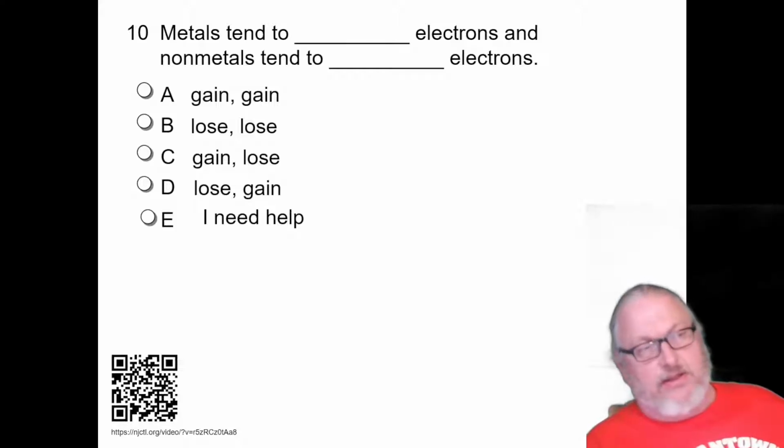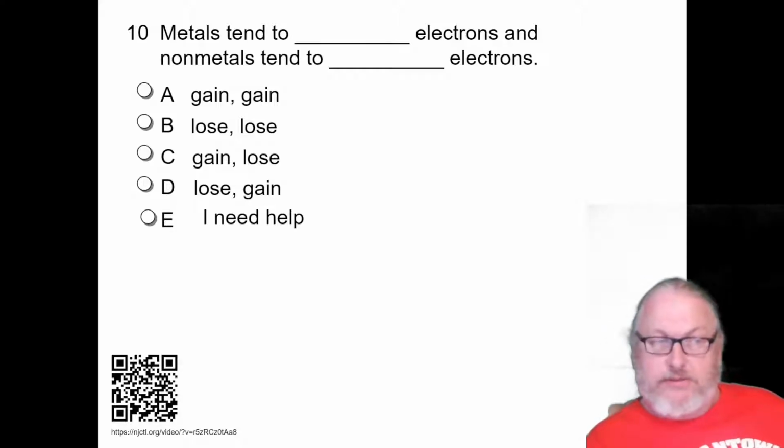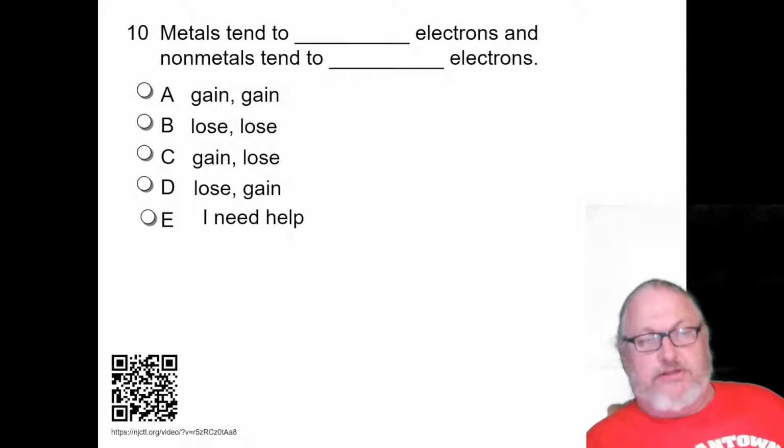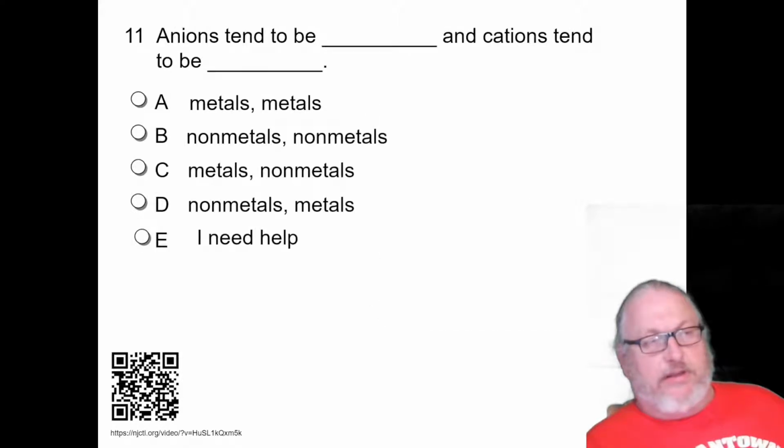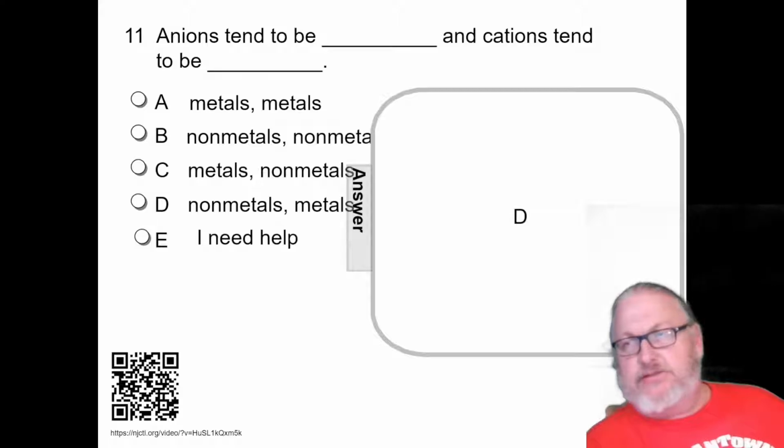Let's do a check. Metals tend to lose or gain, and nonmetals tend to lose or gain electrons? Take a moment. And metals tend to lose electrons, and nonmetals tend to gain electrons. Anions tend to be what? And cations tend to be what? Take a moment. Come back in a second. Pause it. And now, anions tend to be, of course, nonmetals, and cations tend to be metals.